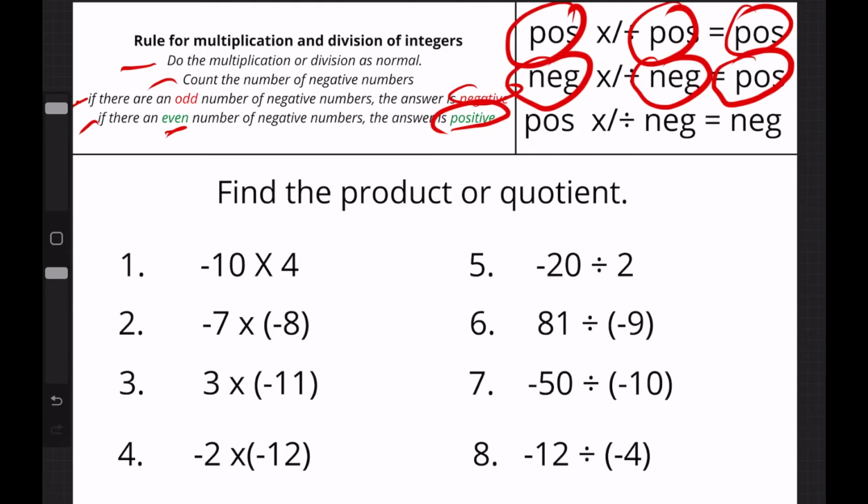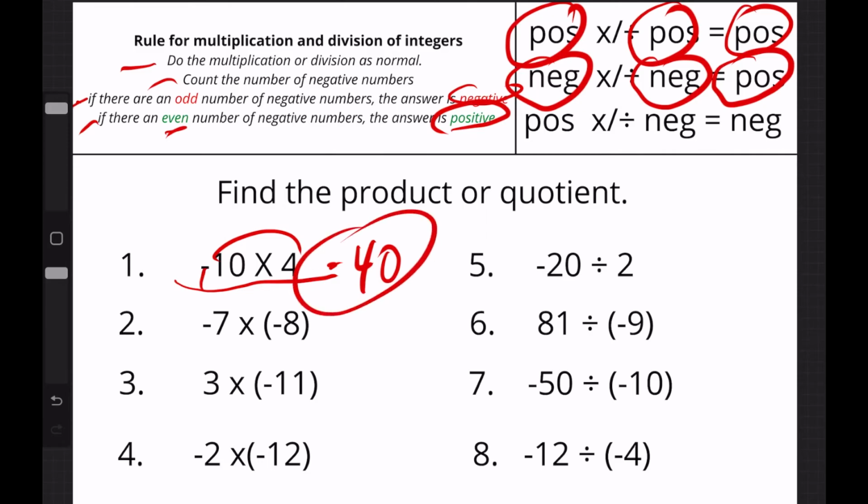Let's do -10 times 4. Well, I think we all know that 10 times 4 is 40, hopefully. How many negatives do we have in this problem? Well, we have 1 right here. 1 is an odd number. There's an odd number of negatives, so the answer is negative. If you look here, odd number of negatives is a negative answer. Let's go to the next one.